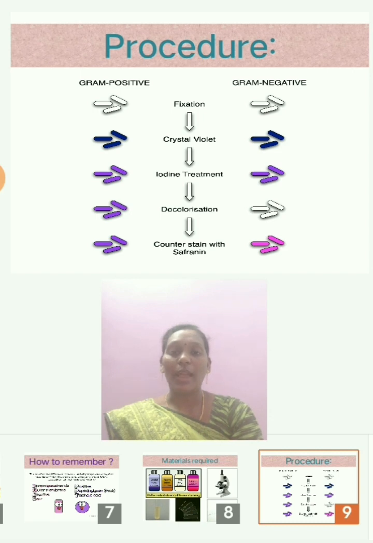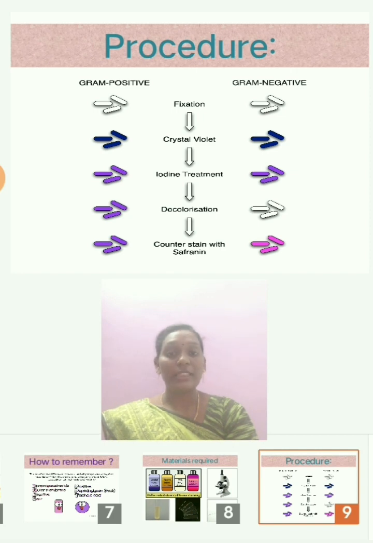Then you have to add crystal violet, which is the primary stain. Then you have to add iodine, which is the mordant, which is fixing the primary stain. So you add crystal violet, then you add iodine, which is going to fix the primary stain well to the cells. Then you decolorize the culture or the cells with the help of ethyl alcohol.